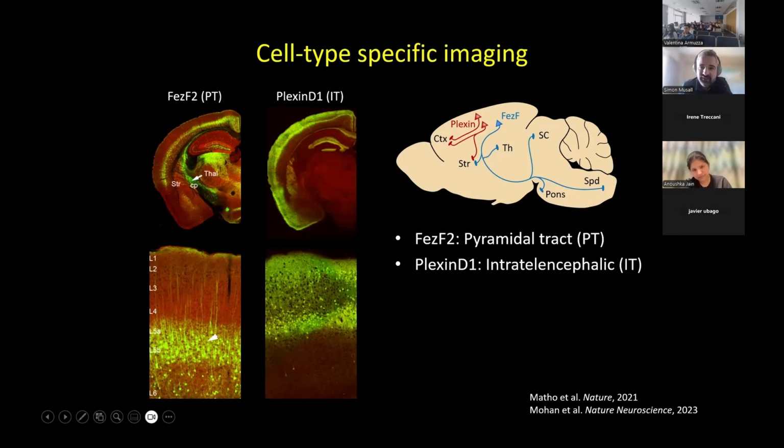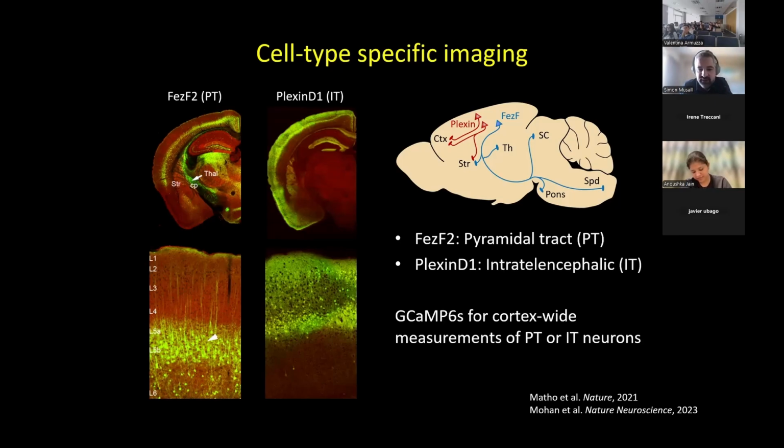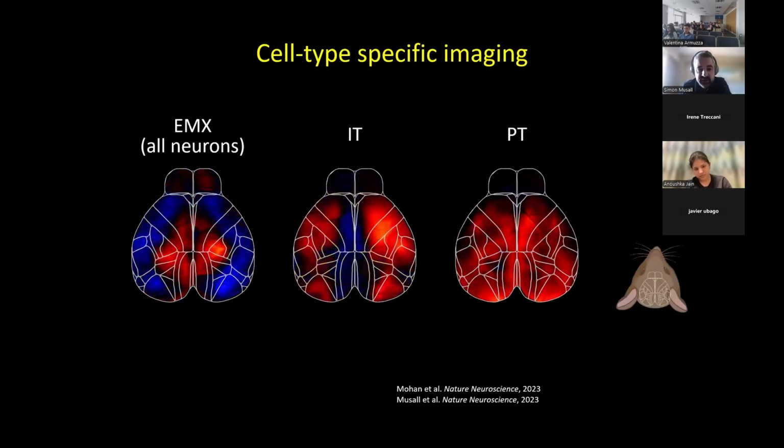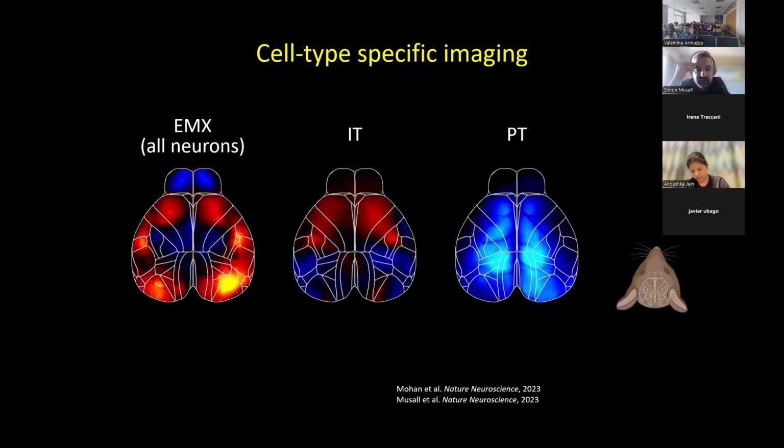Okay, so because we have the calcium indicator in these neurons, we can now start using the wide field imaging to study these cortex-wide neural activity patterns specifically from either pyramidal tract or IT neurons, which are both excitatory neurons. But one important question was whether they're actually performing different computations because of their difference in genetic identity and anatomical projections. So this is just to show an example of how that looks in practice.